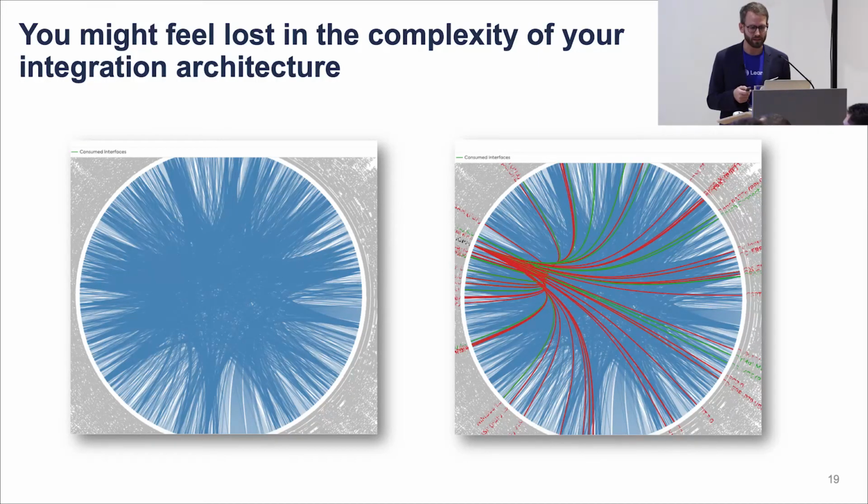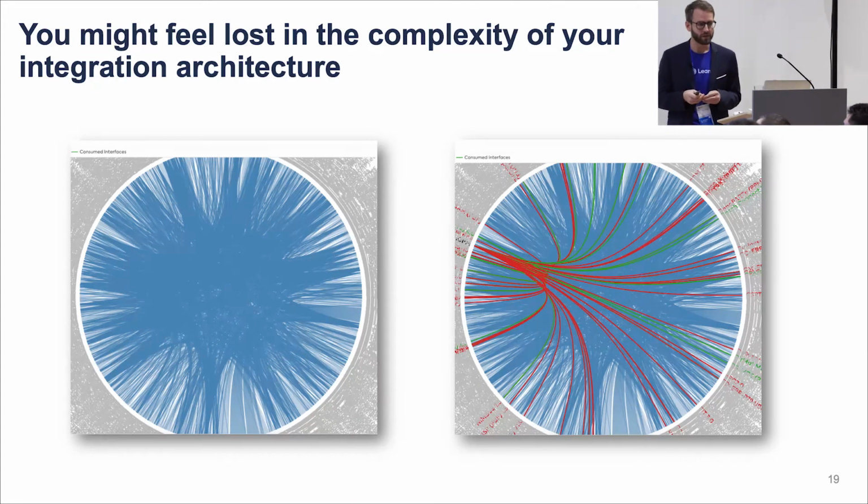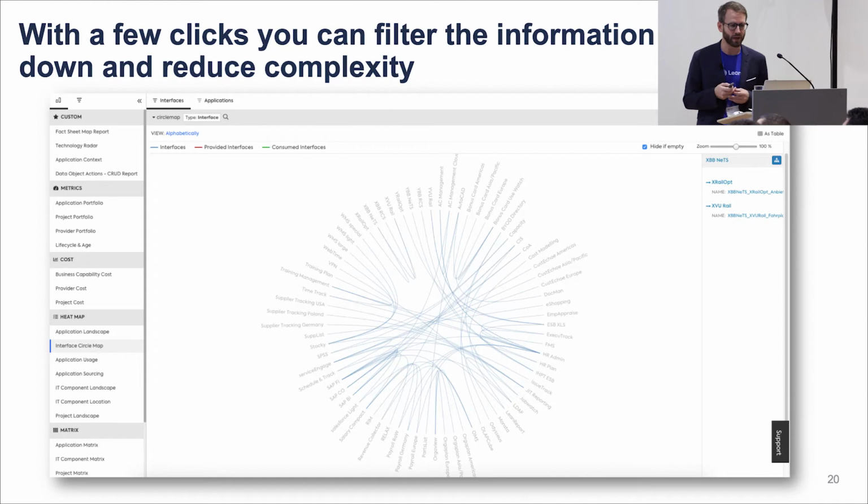So we talked about complexity, and you might feel that you're overwhelmed by the complexity in your organization. This is a real live example from one of our customers. You maybe saw the keynote this morning, where there was a really complex interface circle map. This is another one, and you might say, I don't get any information out of this anymore. But there's good news. Of course, the filter functionality that we have lets you drill down quite easily to what you really need. Next I will show you how you would filter, not on this workspace, but on a different one, to just employee-related data.